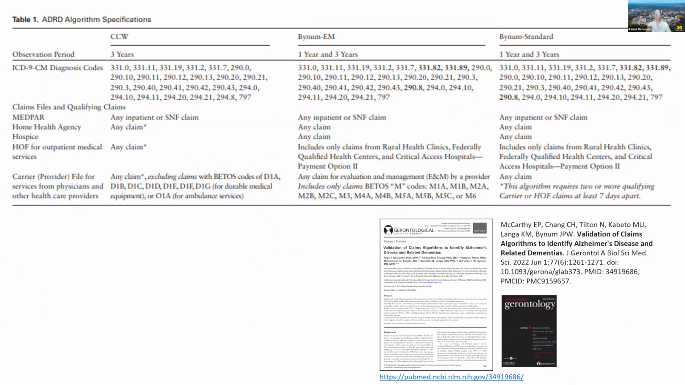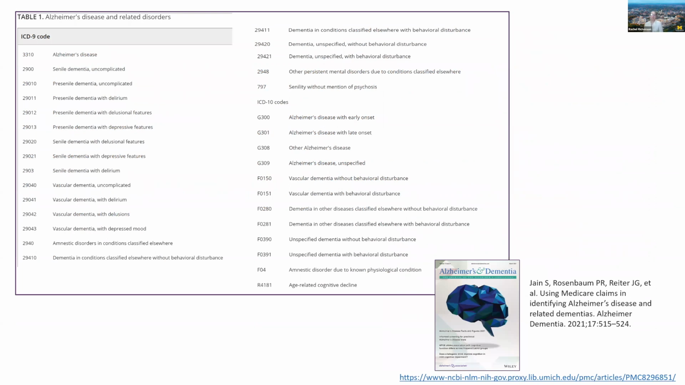Basically, these all use ICD codes at different intervals, 1 and 3 years. There are different sets of codes. There are some specifics about what type of claim and how many visits, but it's narrative, right? In another paper he again found narrative, but this time more like an image, right? So the codes are listed here.